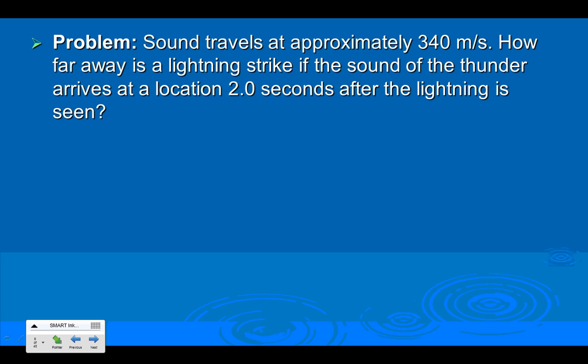So if the sound of the thunder arrives 2 seconds after the lightning is seen, how far away is the lightning? That lightning goes boom, and sound travels at a speed of roughly 340 meters per second towards the ear. If you hear it 2 seconds later, how far away is it?